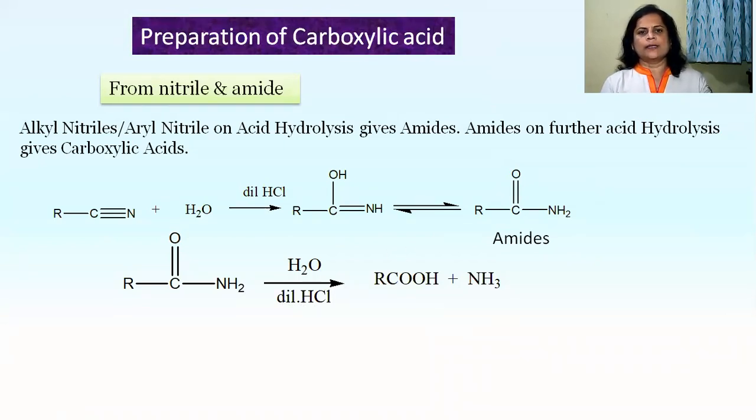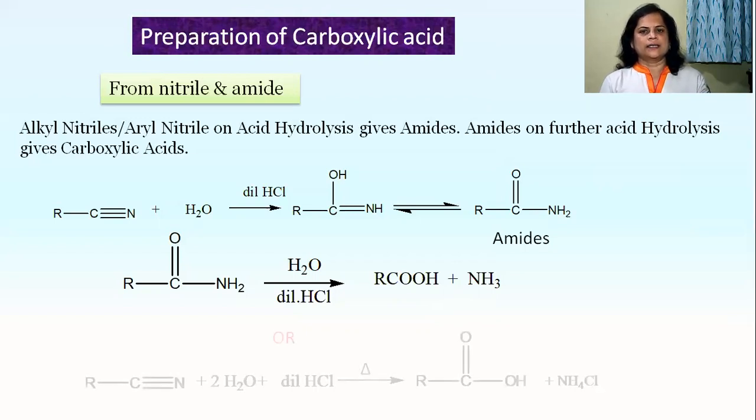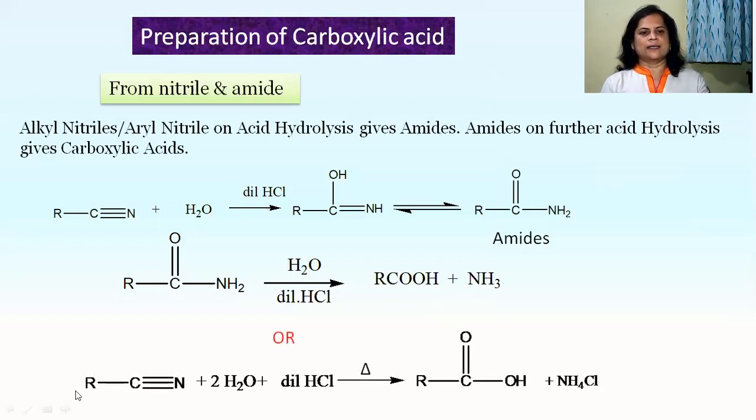See how we take it here: the first H2O molecule is added, and the second H2O molecule is added to the amide. We can write that reaction in one step: alkyl cyanides with 2H2O plus dilute HCl on boiling give RC double bond OH by the removal of NH4Cl. It is the same reaction, only written in one step. So this is the general reaction for the conversion of nitriles into amides and then acids.